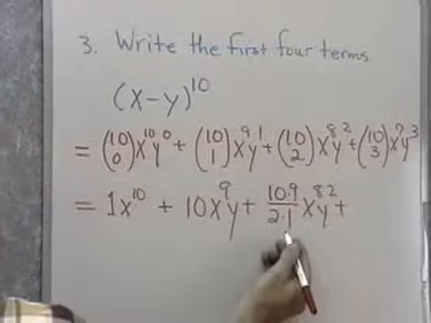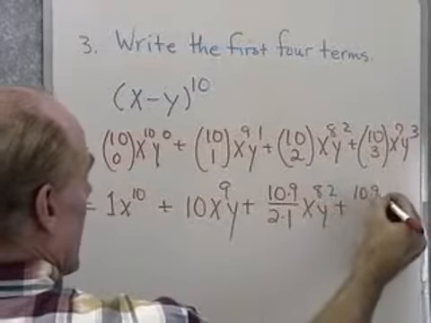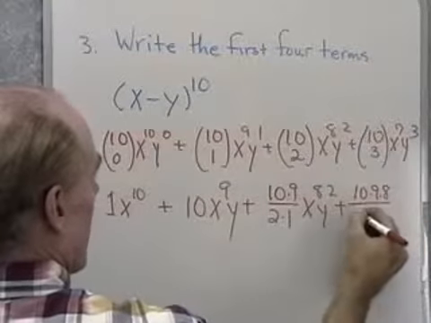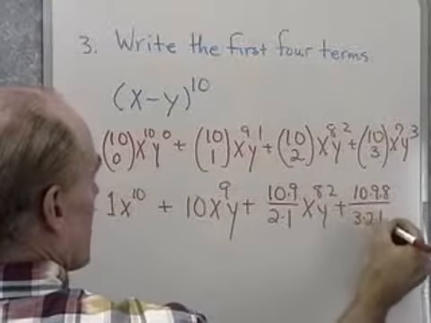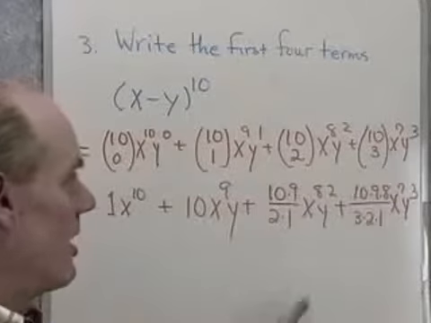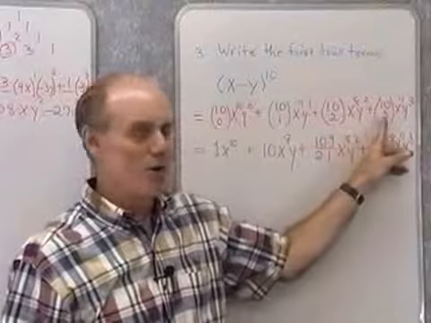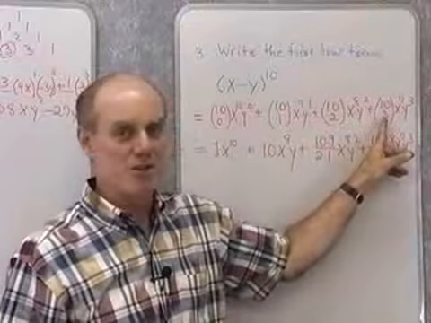Now when I show you the next one, you'll see the pattern. 10 over 3 is this: 10 times 9 times 8 divided by 3 times 2 times 1, x to the 7th, y to the 3rd. So whatever this second exponent is right here, that's the number below in this binomial coefficient expression.